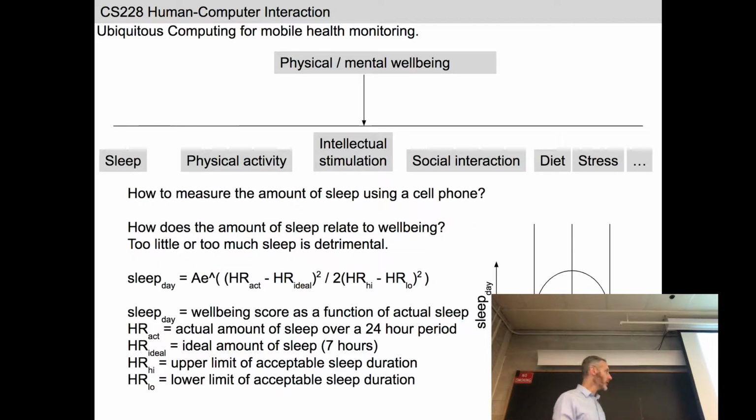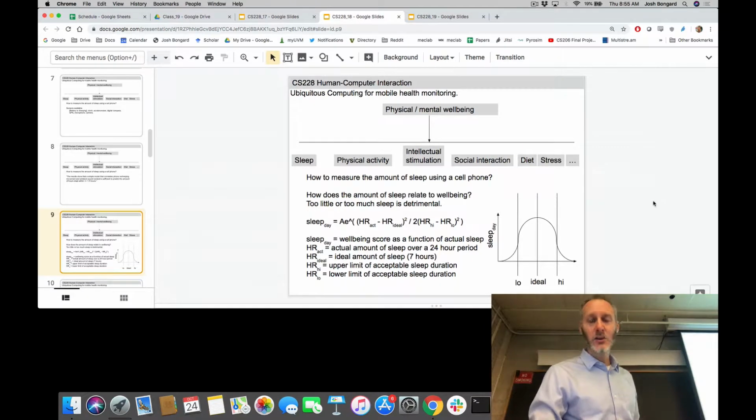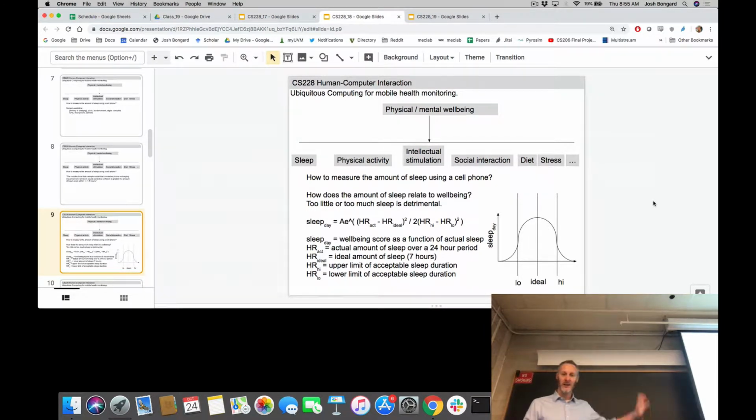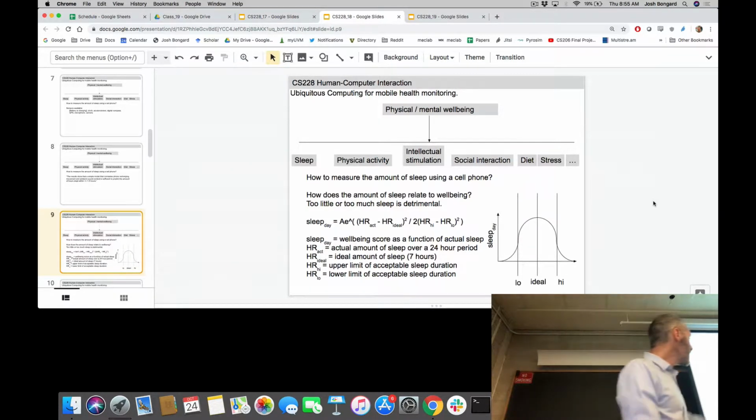Okay, what's the model? So again, the model is sort of visualized on the right here, not that surprising. Too much sleep, or spending too much time in bed, is not really a great thing. Not enough sleep, obviously, is also not a good thing. So they're defining here something called HR sub-ideal, which according to the researchers and the sleep literature at that time, 7 hours on average for most people was a good amount of sleep.